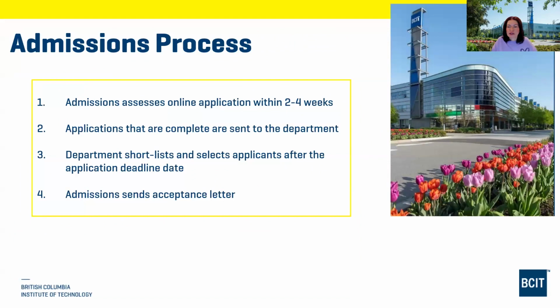So for the admissions process, applications will be reviewed by our admissions department within 2 to 4 weeks after an application is received online. Complete applications are then sent to the program area for review. The program area will shortlist and select applicants after the application deadline date. And then BCIT's admissions department will send out acceptance letters on behalf of the program area. Acceptance offers are typically made from early March through April.